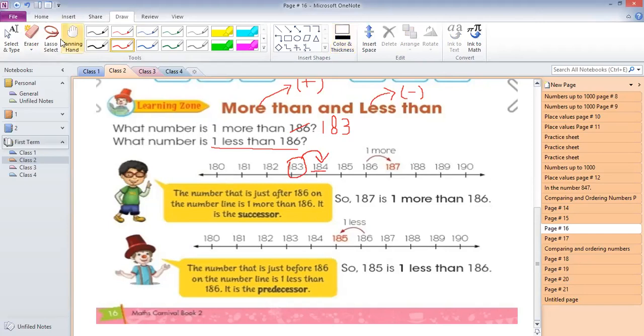Okay, guys. Now, if I ask you, what is 1 less than 183? If I ask you this, tell me the answers in the chat box. What is 1 less than 183?